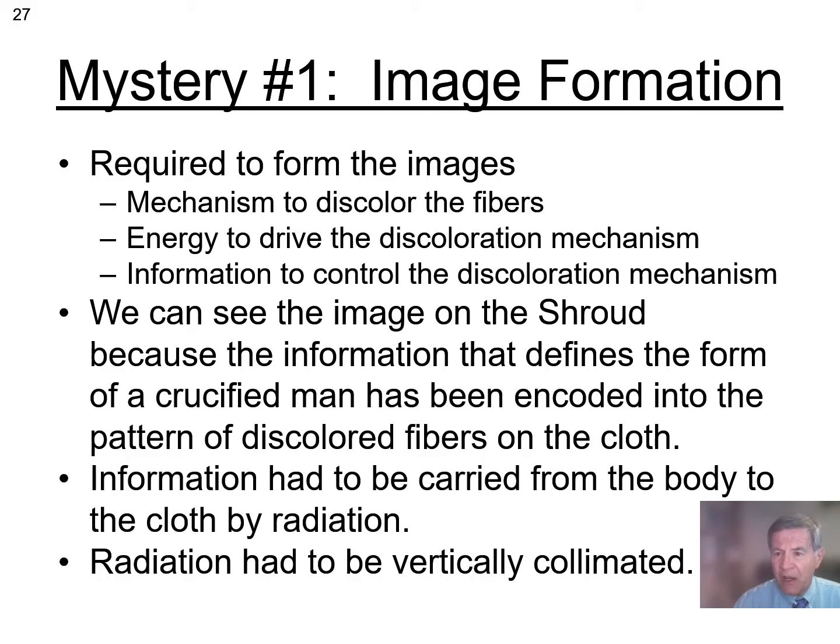This vertically collimated radiation was probably not emitted just from the surface of the body, but was probably emitted within the body because bones can apparently be seen in the image. And this radiation was probably emitted homogeneously in the body, since complete images of the front and back of the body are on the shroud.